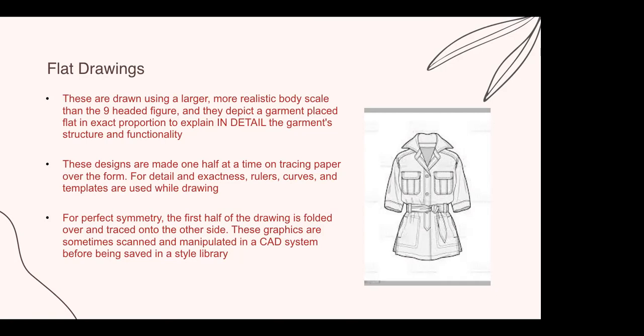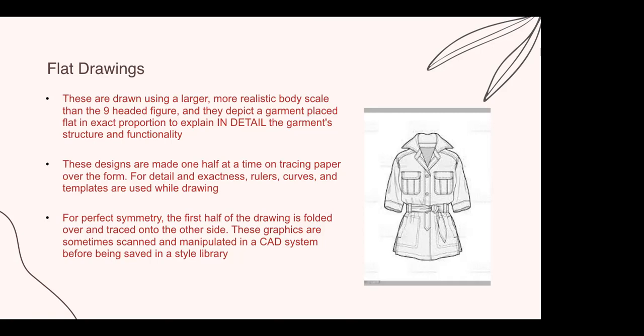These designs are made half at a time on tracing paper over the form. For details and exactness, rulers, curves, and templates are used while drawing. What should the collar width be? How long should the sleeves be? These are more accurate. Illustrations provide a look of the garment, how it is going to look in the future.